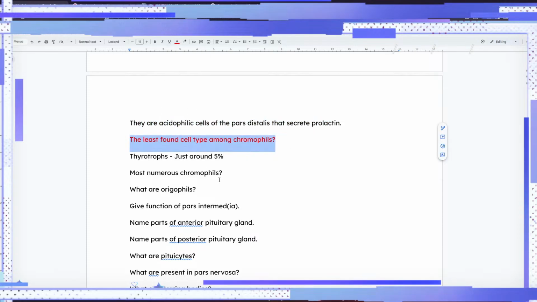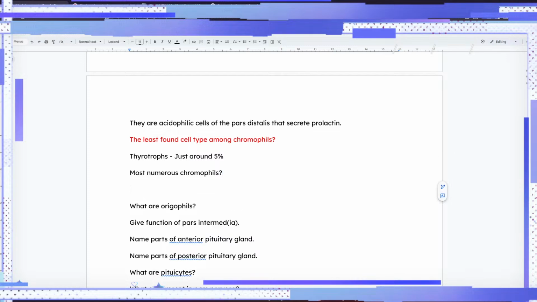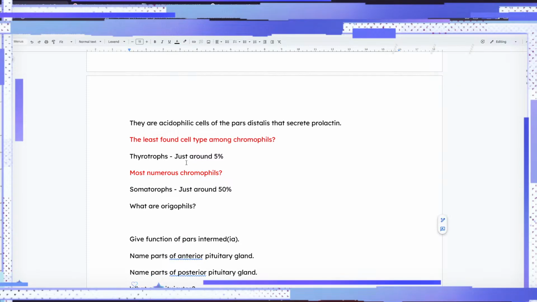That's another question done. Next question is the most numerous chromophil. That is somatotropes, right? They're just around 50%. And we already know what they do. They secrete growth hormone. What are orangophils? What the heck is that question? Wow, I have no idea.